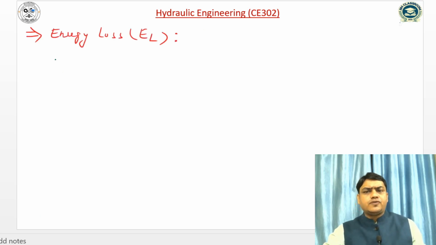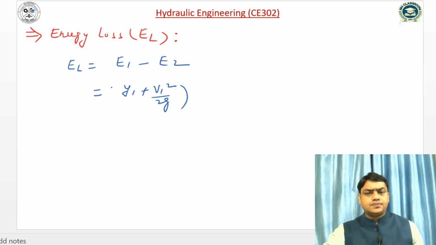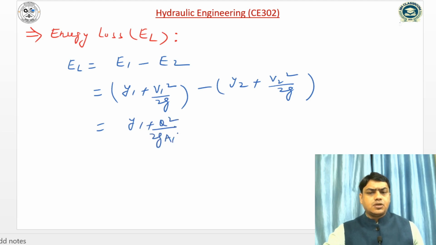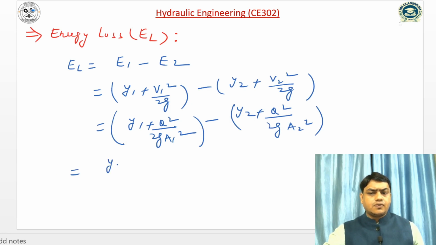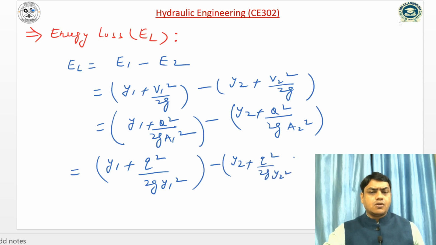Now I am going to derive the expression of energy loss. So let EL be the energy loss. This energy loss can be written as EL is equal to E1 minus E2, and E1 can be written as y1 plus V1 square by 2g, minus y2 plus V2 square by 2g, or if I write y1 plus Q square by 2g A1 square minus y2 plus Q square by 2g A2 square. Here A1 can be written as B into y1, so Q square by B square can be written as Q square by 2g into y1 square, minus y2 plus Q square by 2g into y2 square.